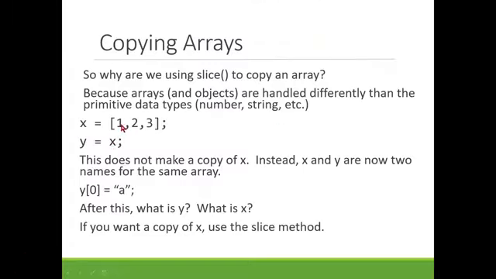Well, what happens with arrays and objects, basically complex pieces of data, is if we do y equals x, it doesn't make a copy. It makes x and y into two different names for the array. They're actually pointing to the same array in memory. And so if we did y equals x here, and we say y[0] equals a, what is y and what is x? Well, they're both going to be the same thing, which is a, 2, 3.